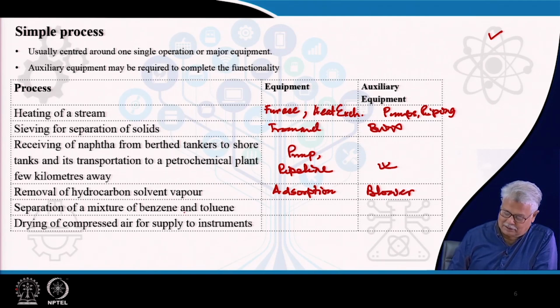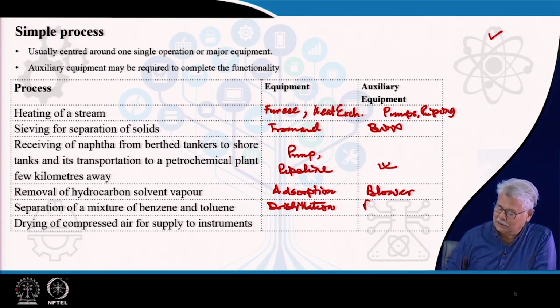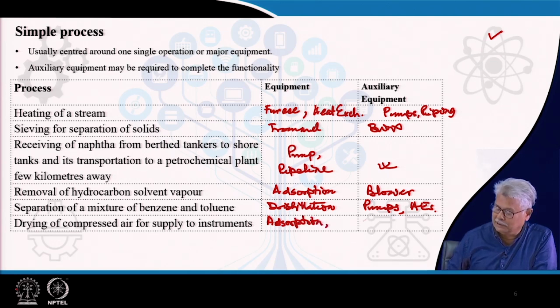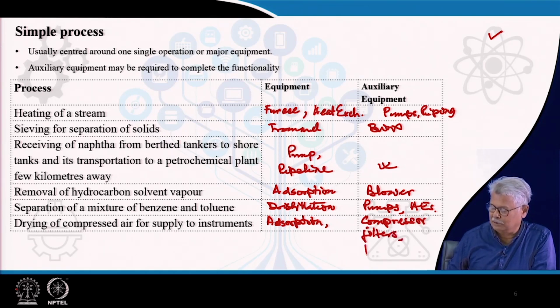The separation of a mixture of benzene and toluene could be done very well by distillation. But you will definitely be requiring certain other things which I have mentioned. You require pumps, you require heat exchangers. The drying of compressed gas for the supply to the instruments normally involves adsorption. But you will be requiring compressors and you will be requiring filters, and you definitely will be involving piping network also.